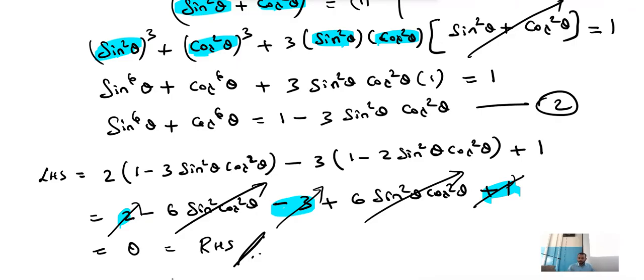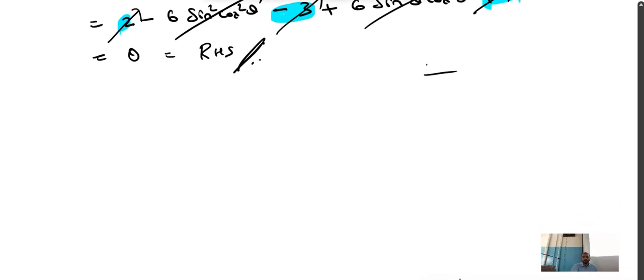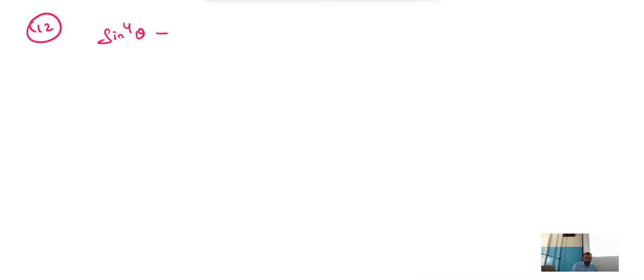Next problem. Next question number 12. Make a note. Prove that sin power 4 theta minus cos power 4 theta plus 1 into cosecant square theta is equals to 2. Very simple.